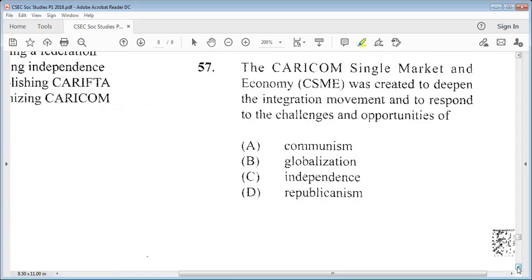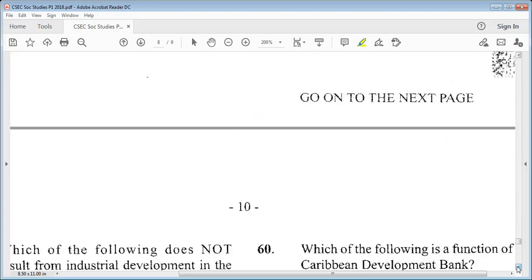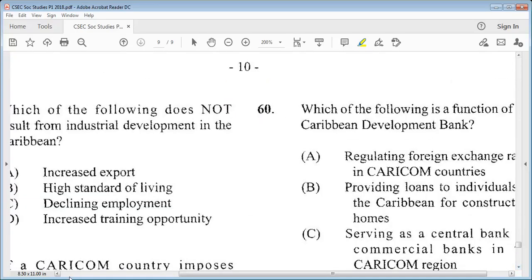The CARICOM Single Market and Economy, CSME, was created to deepen the integration movement and to respond to the challenges and opportunities of A, communism, B, globalization, C, independence, or D, republicanism. We know it was for globalization. That was the reason or purpose the CARICOM Single Market was created. Let's move on to 58.